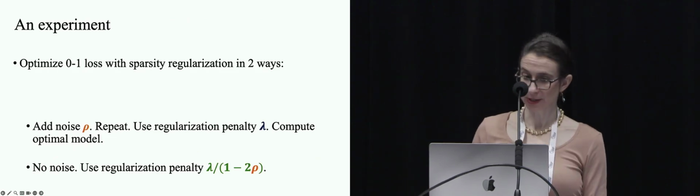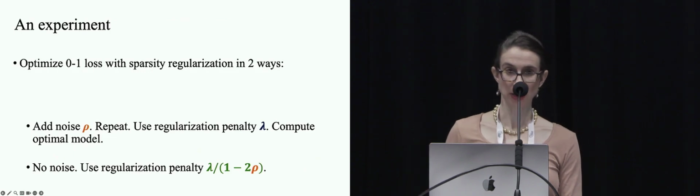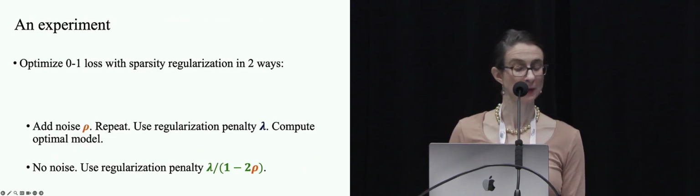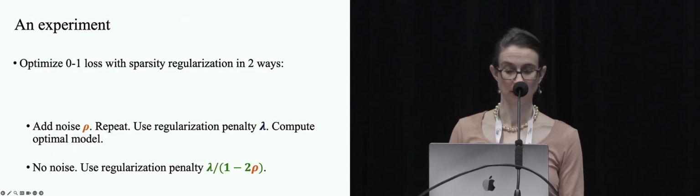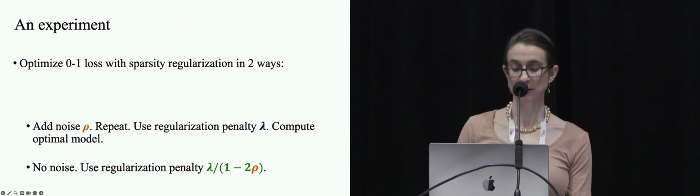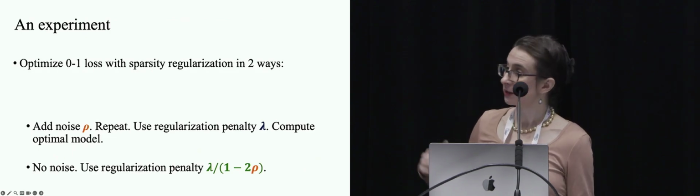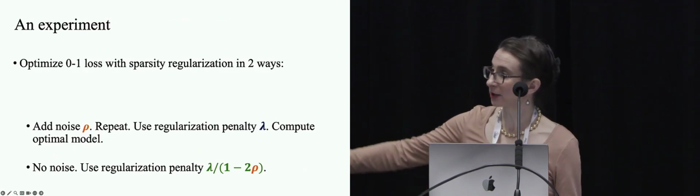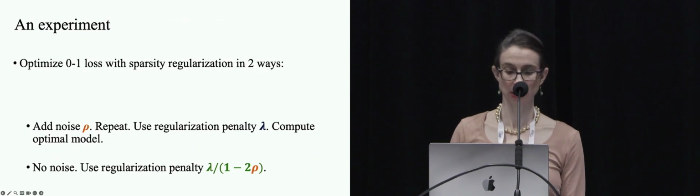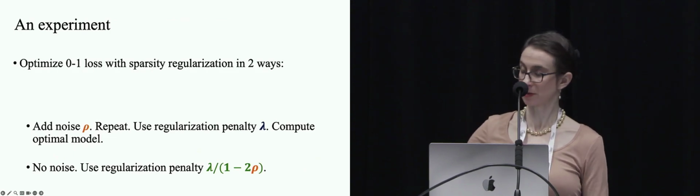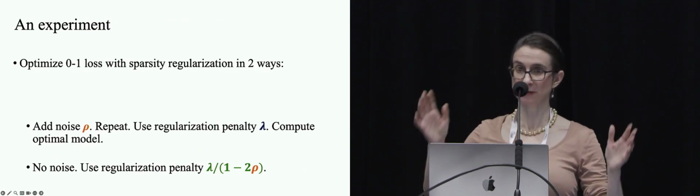So I'm going to optimize 0-1 loss with sparsity regularization in two ways. The first way is to add some noise, rho. And I'm going to repeat this so one single noise draw doesn't have too much of an effect. And then I'm going to use my regularization penalty lambda, and I'm going to compute an optimal model. And then the other way I'm going to do this is I'm not going to add noise. I'm going to use the data set as it is and use a regularization penalty lambda over 1 minus 2 rho. So it's that larger regularization penalty from the theorem. I'm going to see if these two things give you the same result.